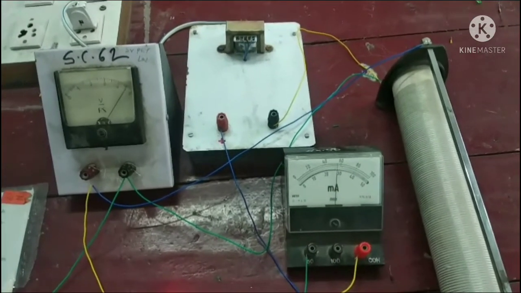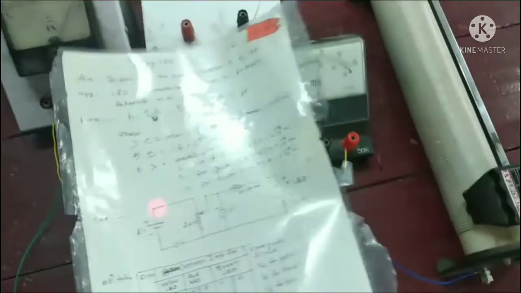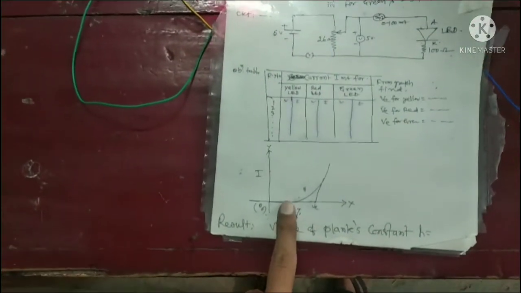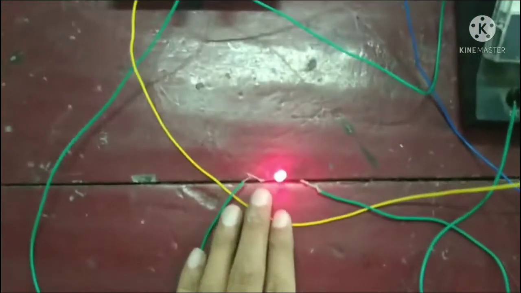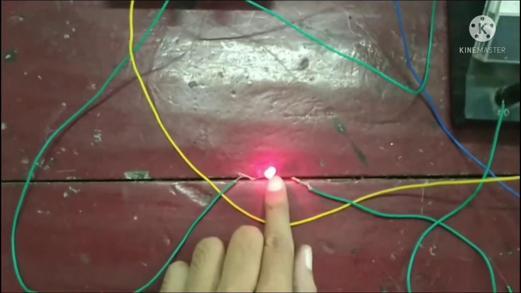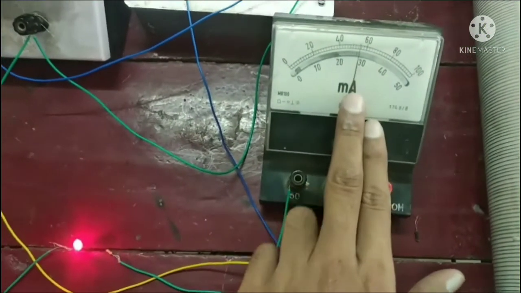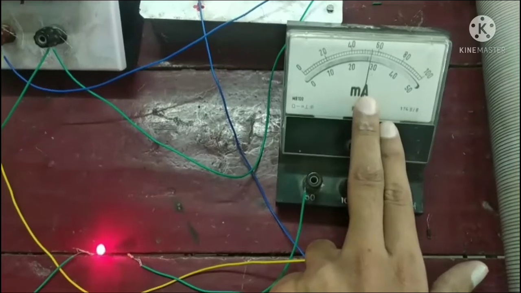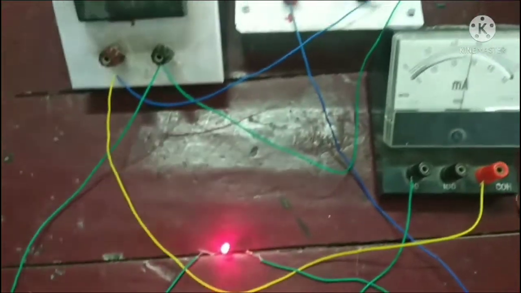Now plot all these readings onto the graph, and the graph will look like this one. This is for one case, the red LED. Similarly, now replace this red LED with a green one and follow the same procedure. Increase the voltage step by step and note down the change in the current in the milliammeter. Again for the green LED you can plot this graph.